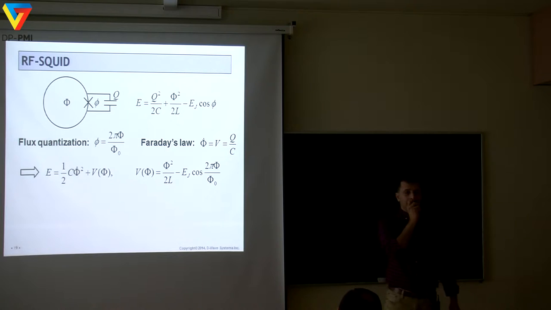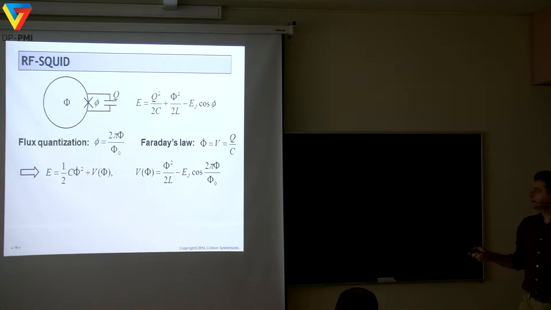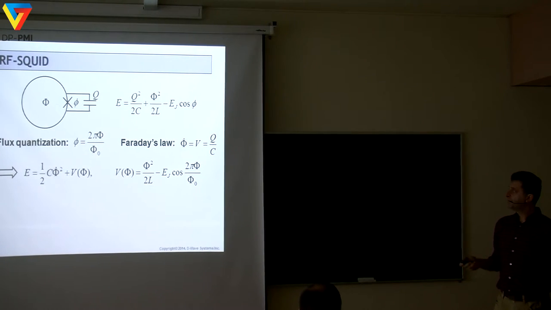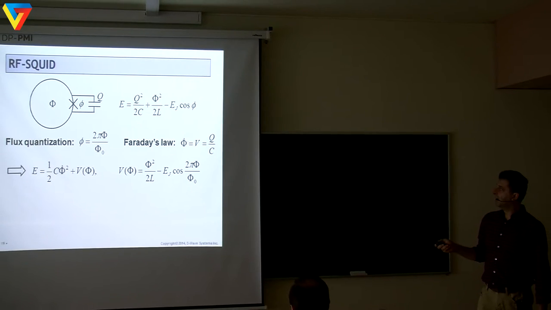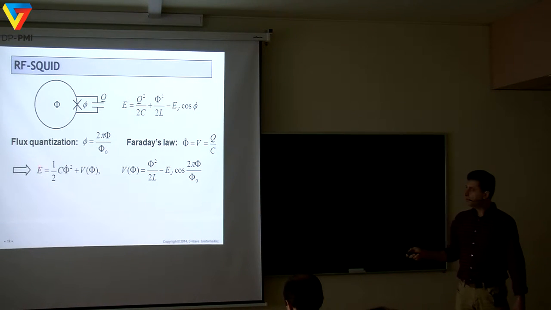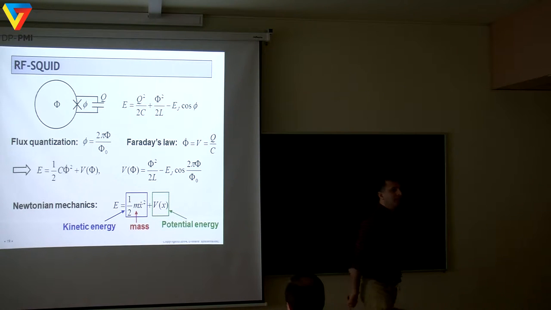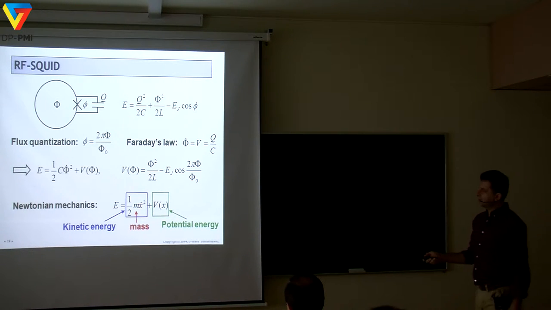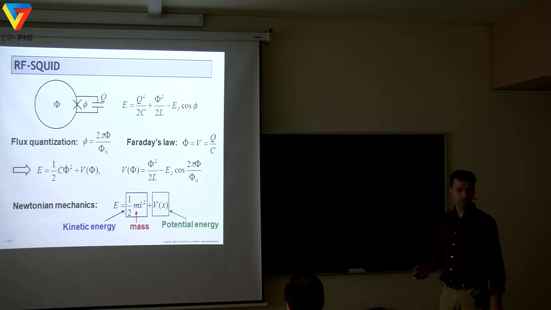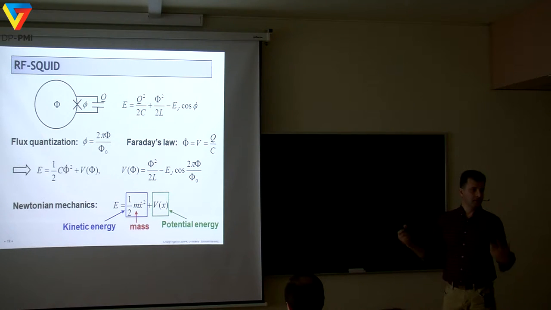There's also another relation, and you know Faraday's law. Faraday's law tells you that the derivative of flux is voltage. And voltage is Q divided by C, charge divided by capacitance. I can also relate Q and flux. I can therefore write everything in terms of flux. I have one equation that has a term proportional to the derivative of flux squared, and a term depending on flux. But now I remind you, in Newtonian mechanics, the energy is kinetic energy and potential energy. Kinetic energy is 1/2 mass x dot squared, and potential energy is some V, some function of x.